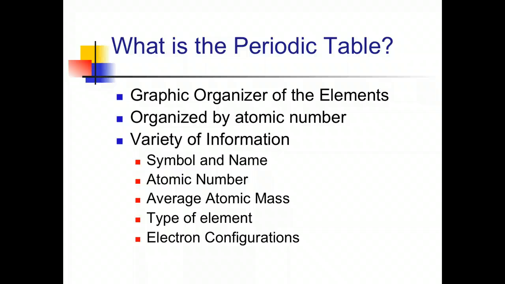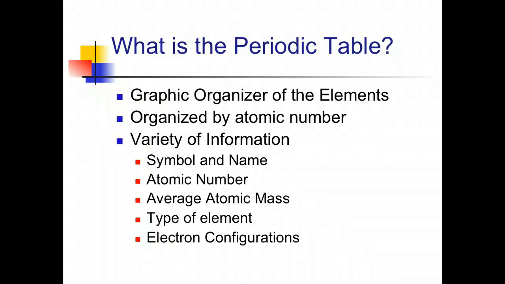So every different element has a different number of protons. Average atomic mass is that decimal number at the bottom of the square. It is always a decimal, or almost always, and we'll get into that in the next unit.